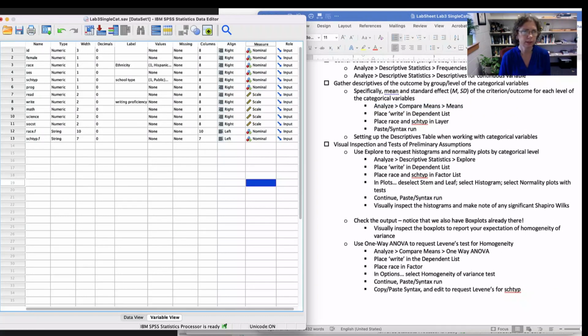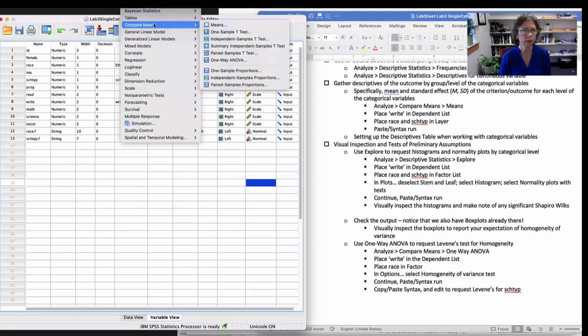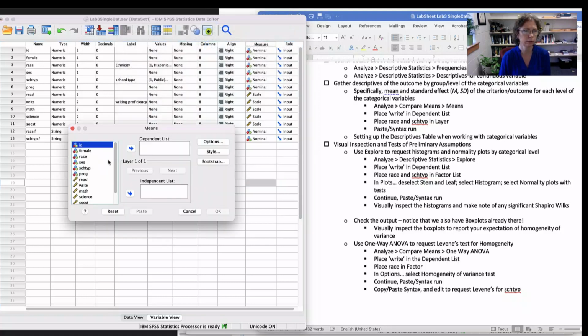That'll be easier to see because I know you can't see the menus. So I want Compare Means, Analyze, Compare Means, and then Means. The dependent variable is write, and the variables of interest are race and school type. I just use the Control or Command key to select them like that.